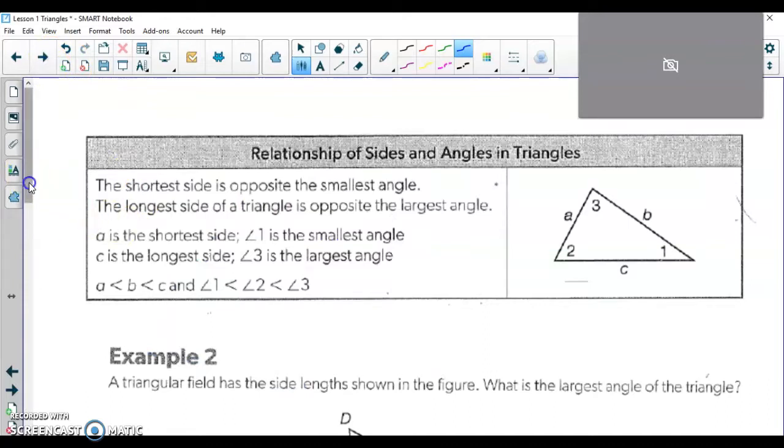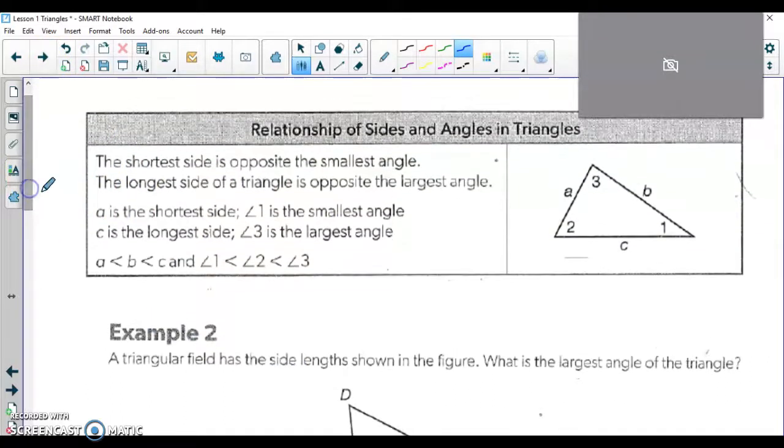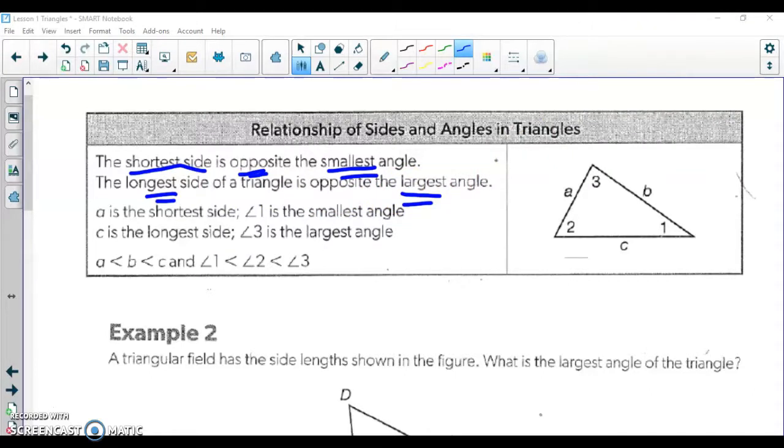In the next example, we have relationships between the sides and the angles in triangles. So something to know is that the shortest side is opposite the smallest angle. And then the vice versa also happens. The longest side is opposite the largest angle. So what I'm going to do here is pop out the webcam. I'm going to ask to go full screen here with this one.